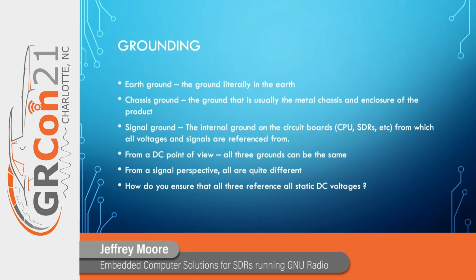Grounding strategy is something that can be a huge issue. It's a huge topic. You can spend hours or days. You can spend whole courses on this. But in general, there's a concept of an earth ground, literally the earth and the ground in the earth, a chassis ground, the metal chassis around the enclosure, and a signal ground that references all of your signals on the board. And from a DC point of view, all these can be the same and should be the same. But from a signal perspective, at high frequency, all are quite different. And you need to ensure that all three reference the same static DC voltage. And how you do that is critically important.